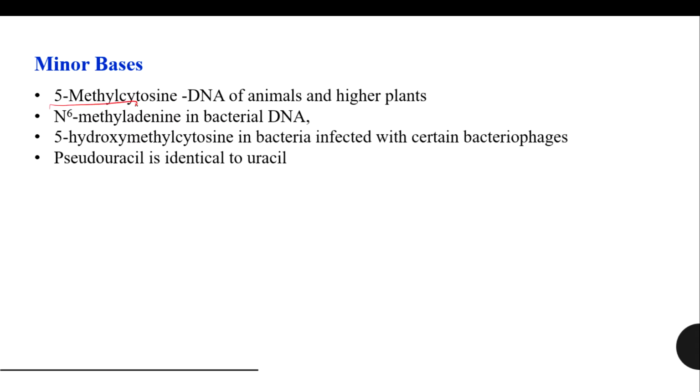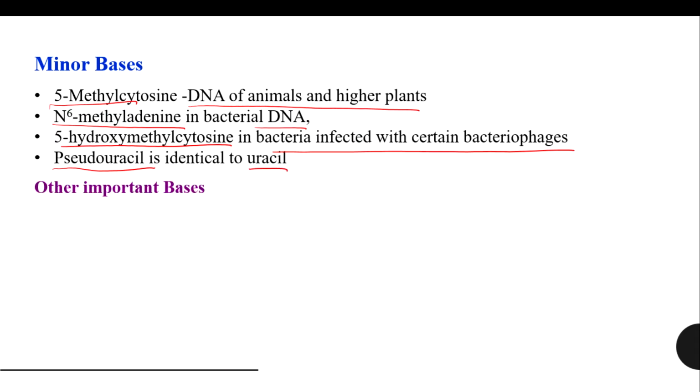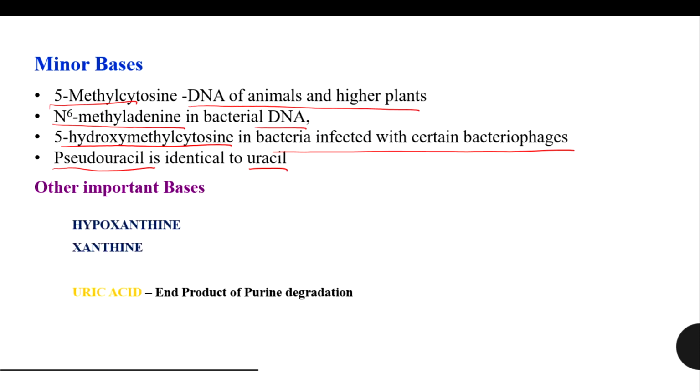Next one was minor bases. Apart from major bases, we also have minor nitrogenous bases. There are 5-methyl cytosine, which is found in the DNA of animals and higher plants, N-methyl adenosine in bacterial DNA, 5-hydroxymethyl cytosine in bacteria infected with certain bacteriophages, and pseudouracil, which is identical to uracil, which we have already seen in the previous slide. Other important bases apart from these minor bases are hypoxanthine and xanthine, which are intermediates in the purine synthesis.